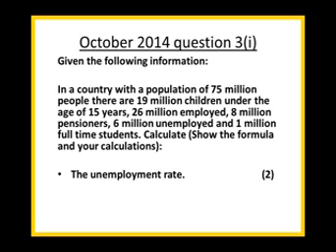In a country with a population of 75 million people, there are 19 million children under the age of 15 years, 26 million employed, 8 million pensioners, 6 million unemployed, and 1 million full-time students. Calculate, show the formula and your calculations, and you have to calculate the unemployment rate for 2 marks.